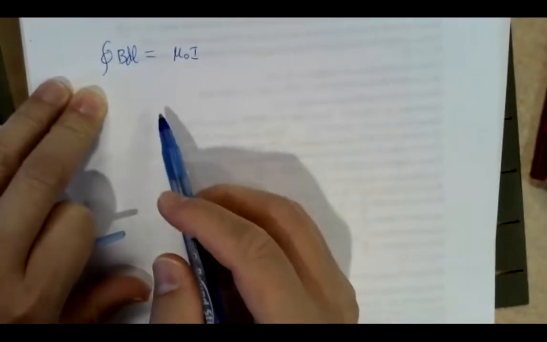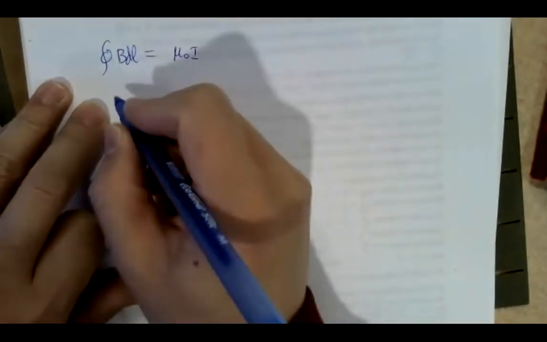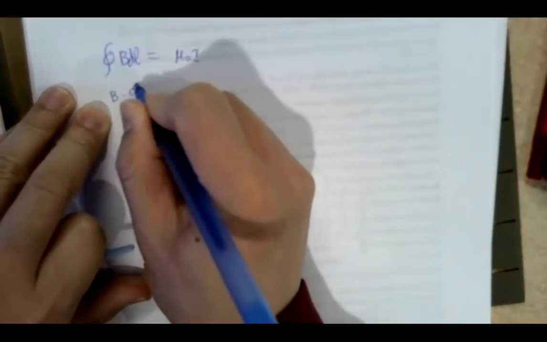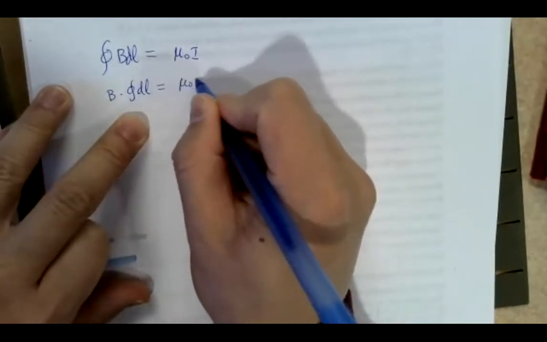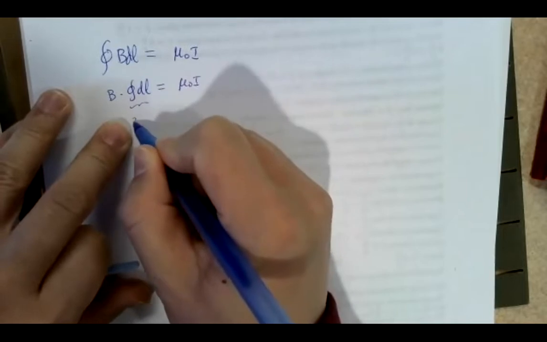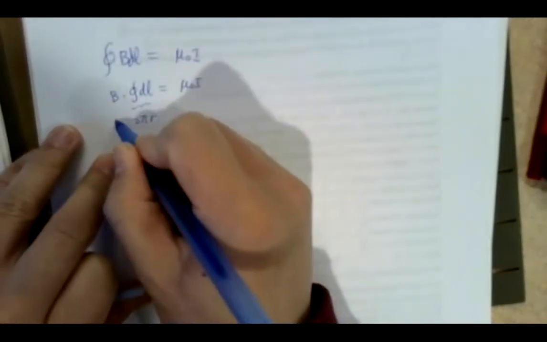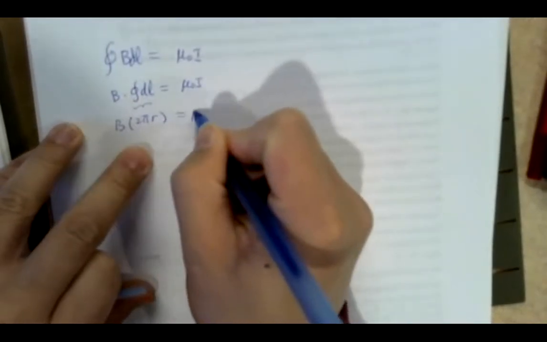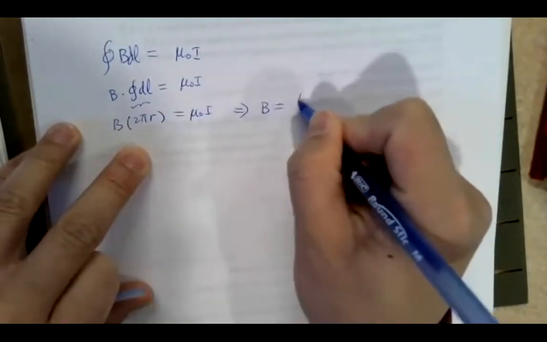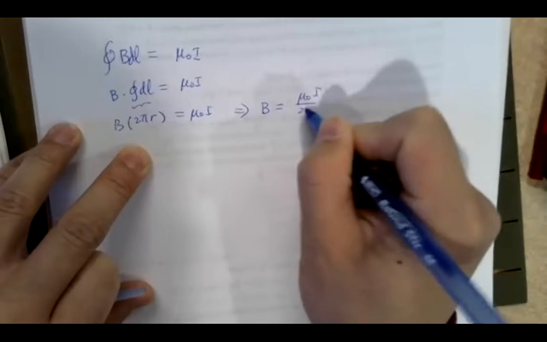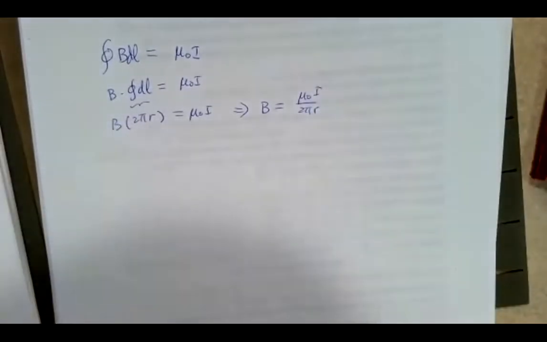Now, if you are an equal distance away from the current, the B field is a constant. So B times the integration of dl through the loop equals mu naught I, and this gives you 2 pi times r. So B times 2 pi times r equals mu naught times I. That tells you B is equal to mu naught I over 2 pi r. So that's how you apply Ampere's law here.